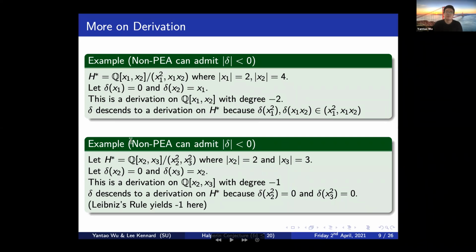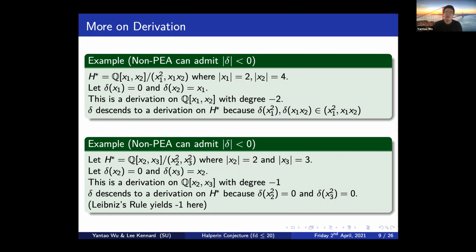And the second example is a little bit different because we have odd degree. So this means that the Euler characteristic of the underlying manifold is no longer positive. And definitely this algebra is not a positive elliptic algebra. We define the image of x2 to be 0 and define the image of x3 to be x2. And recall that the degree of 0 can be any. So this is a derivation on a polynomial algebra with degree -1.